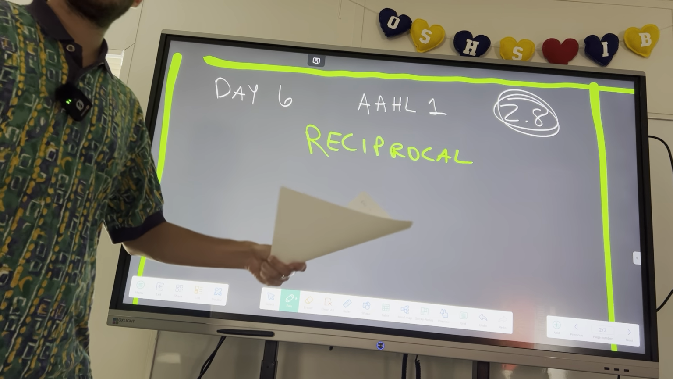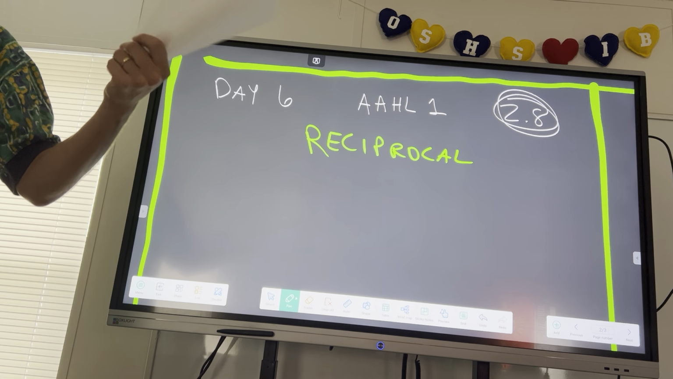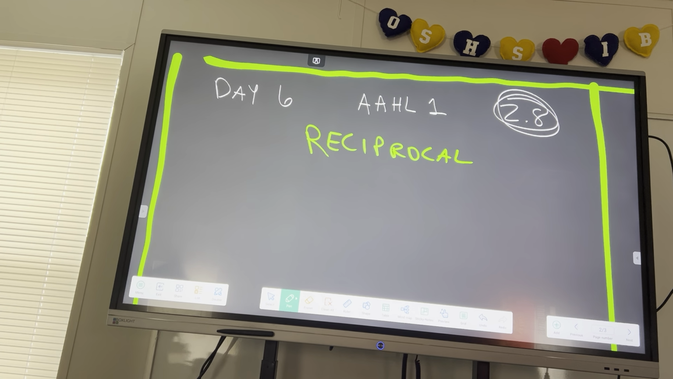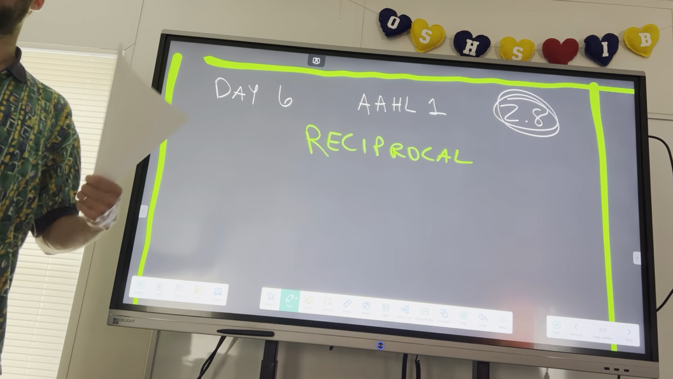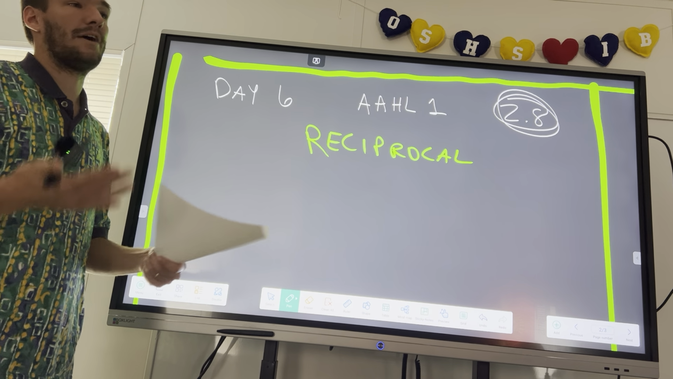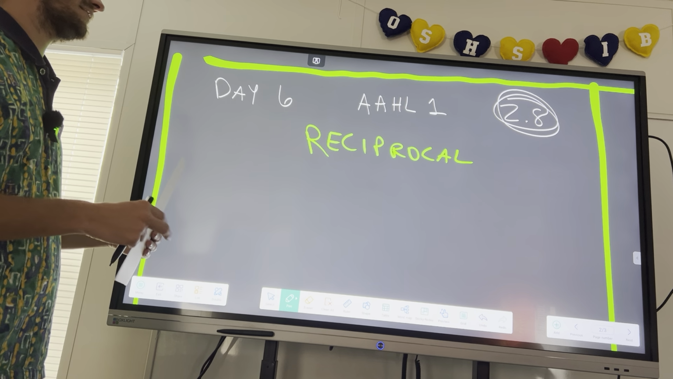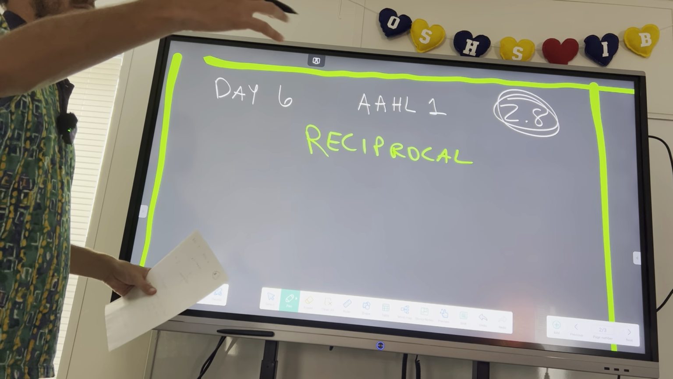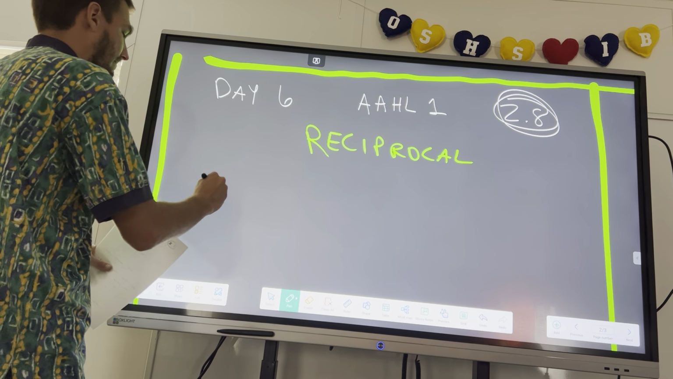Reciprocal is a math word that you hear all the time. It always shows up when we're talking about fractions. We talk about multiply by the opposite reciprocal, right? Opposite reciprocal would be how you find the slope of a perpendicular line or the gradient of a perpendicular line. We could multiply by the reciprocal instead of dividing by a fraction. So reciprocal is a fraction word.